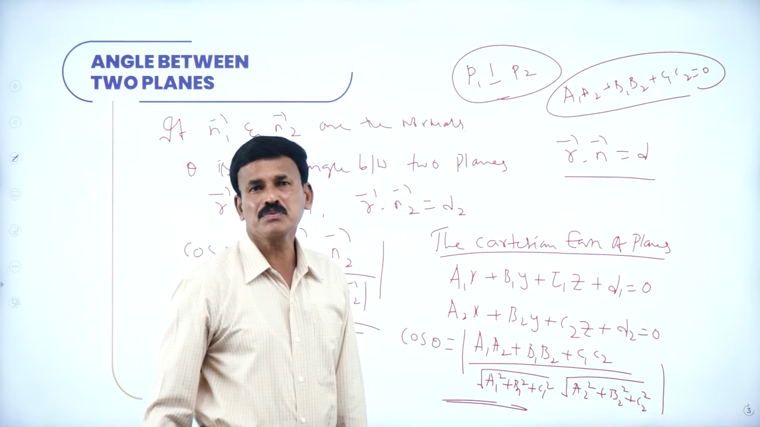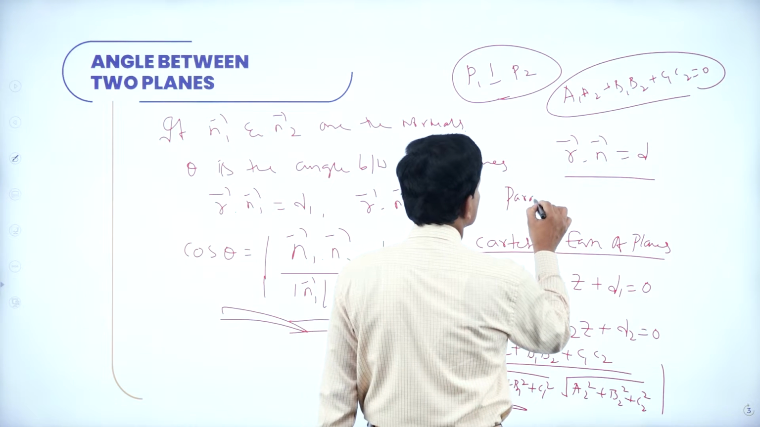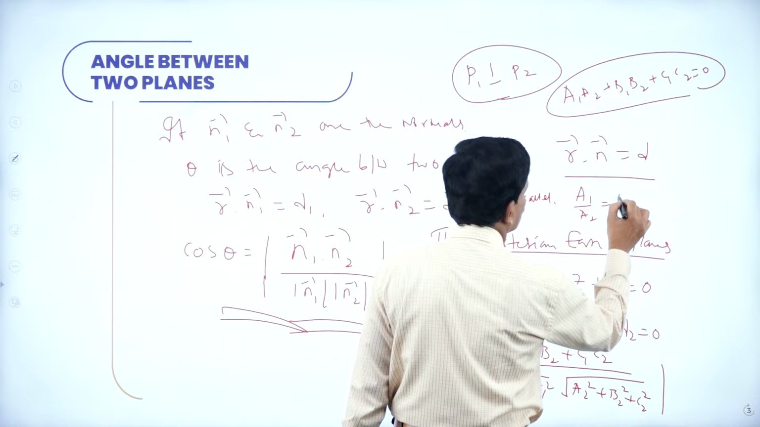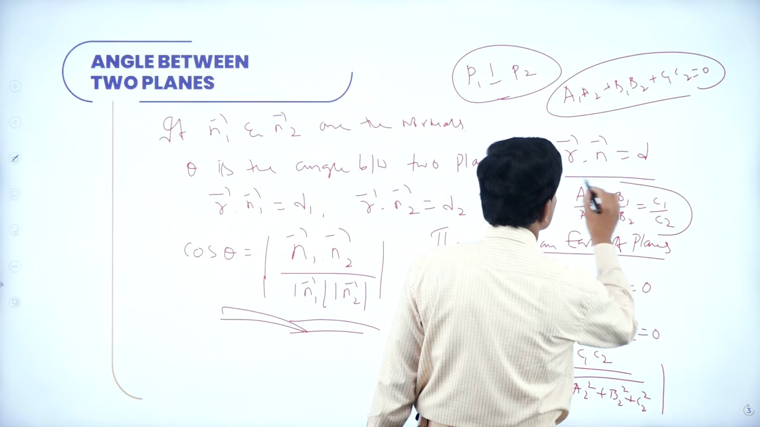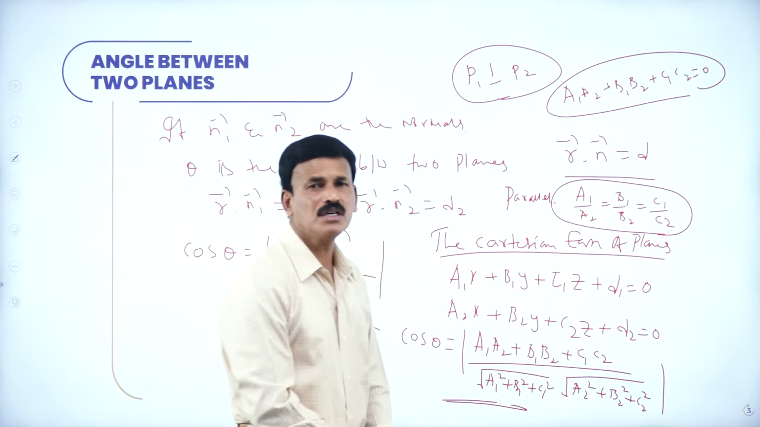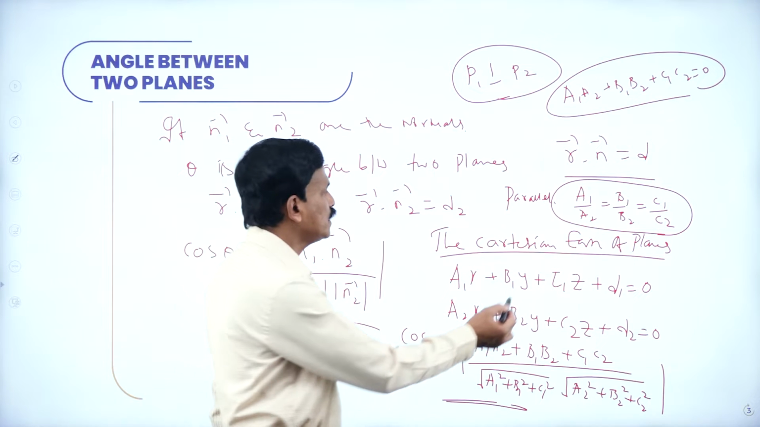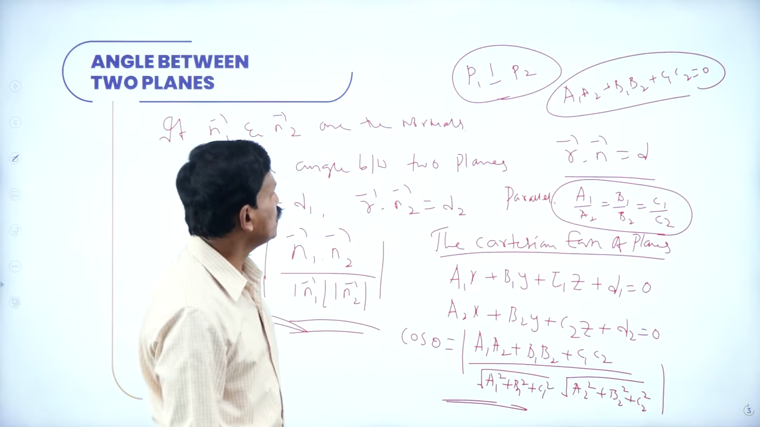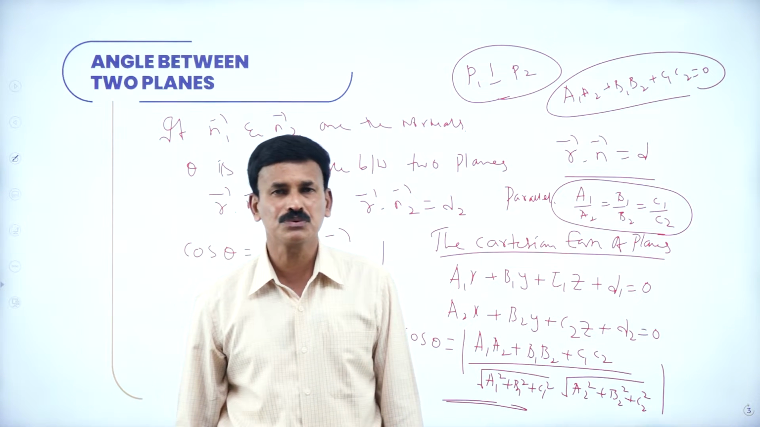Suppose the two planes are parallel, then we have the ratios proportional: a1 by a2 is equal to b1 by b2 is equal to c1 by c2. So this is the condition for parallel. If the two planes are parallel, then a1 by a2 is equal to b1 by b2 is equal to c1 by c2. If they are perpendicular, a1 a2 plus b1 b2 plus c1 c2 is equal to 0.